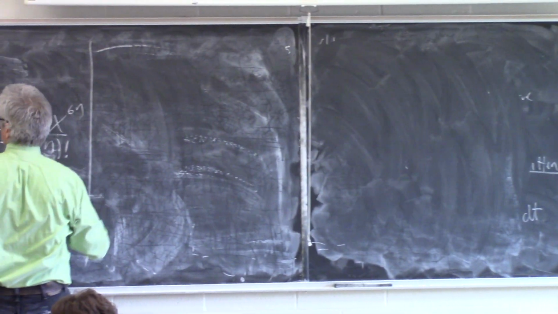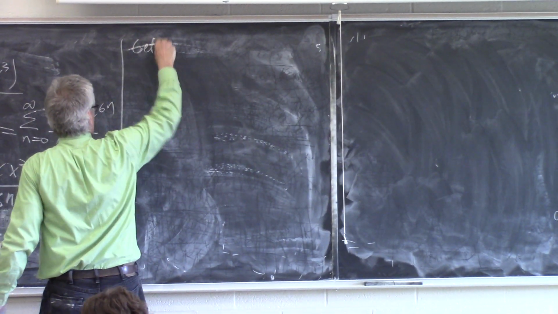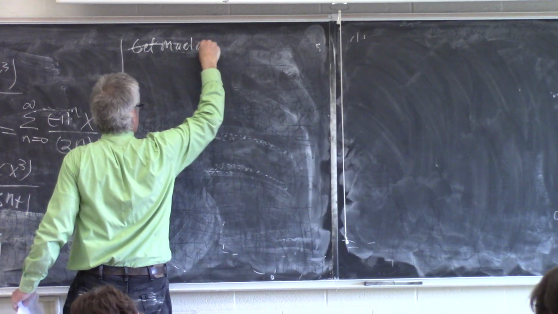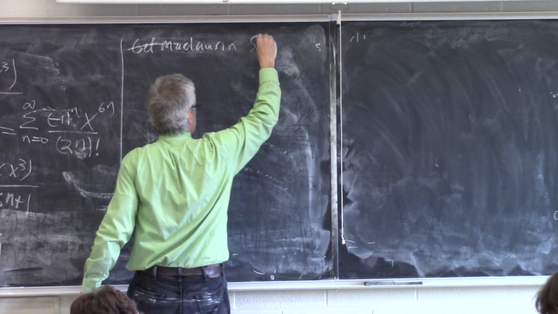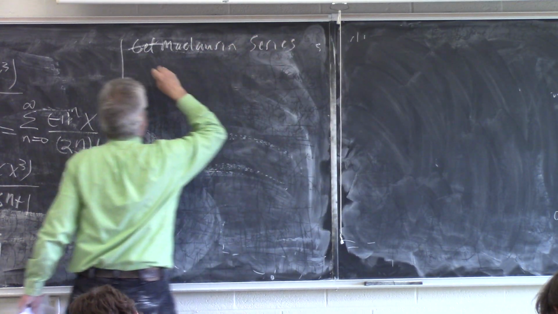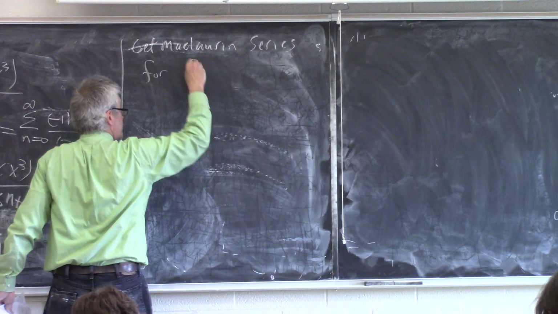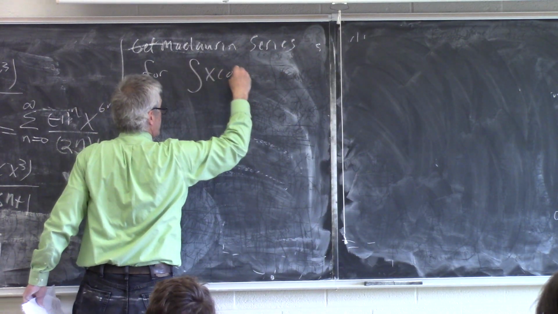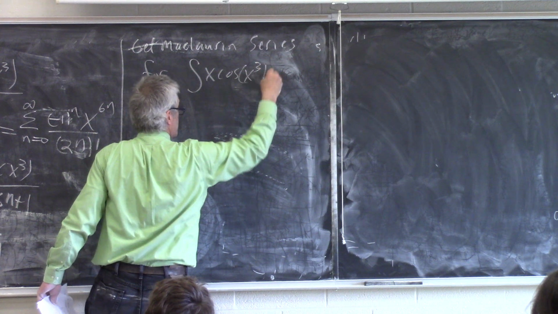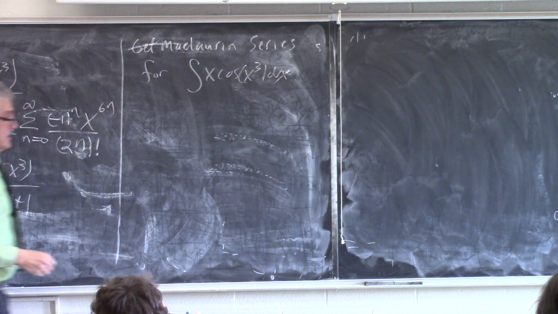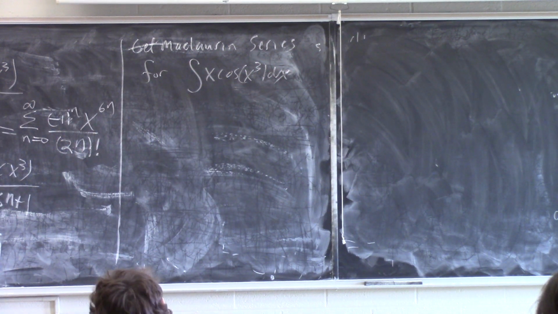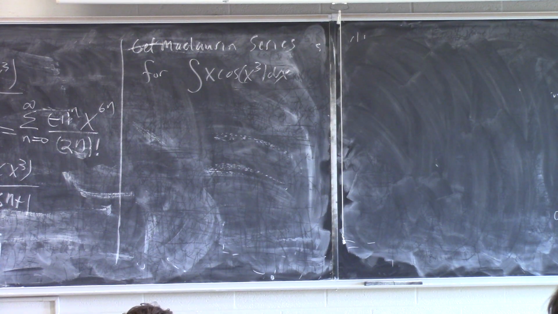I'm going to try to squeeze this in. Get the Maclaurin series for this, the integral of x cos x cubed. Now remember how that works. That means I put all this stuff inside of an integration symbol. But that means I can then bring the integration symbol inside, and it ends up only acting on this.